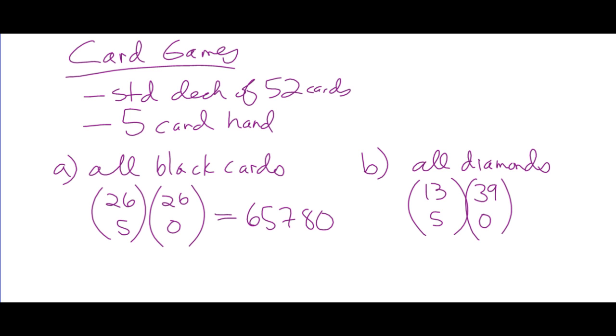39 choose 0. Anything choose 0 is just equal to 1, right? It's just 1. It's like, don't choose any of them, right? Everybody's going to choose all diamonds. And what else have I chosen? You have chosen 0 clubs, 0 hearts, 0 spades, right? There's one way to do that. You don't choose any of them.